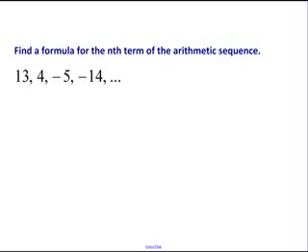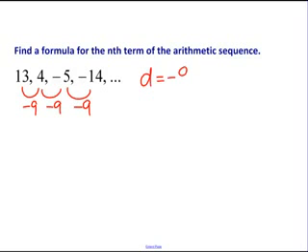So here's an example. We want to find the formula for the nth term of the arithmetic sequence 13, 4, negative 5, negative 14. First, we need the common difference, and I notice that to get from any term to the next, you're going to subtract 9. Which makes the common difference negative 9. So that's one of the pieces of information we need. The other is the first term. And it's clear that the first term of our sequence is 13. Remember, that's t sub 1.